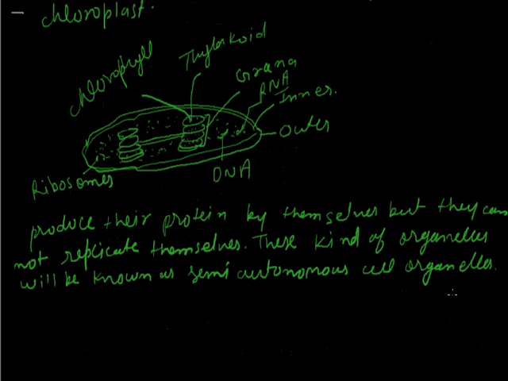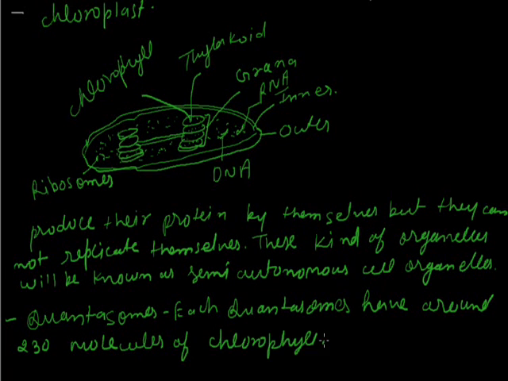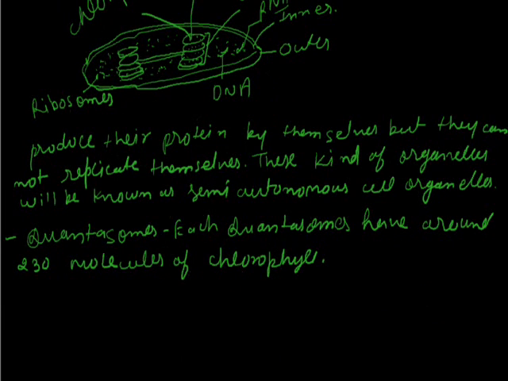This thing is very important: they have the ability to trap the solar energy, because chlorophyll is present in bundles, in stacks. These stacks are known as quantasomes, and each quantasome has around 230 molecules of chlorophyll, and they have the ability to trap the solar energy. So we can say that if a plant has chlorophyll, it has the power to trap the solar energy.